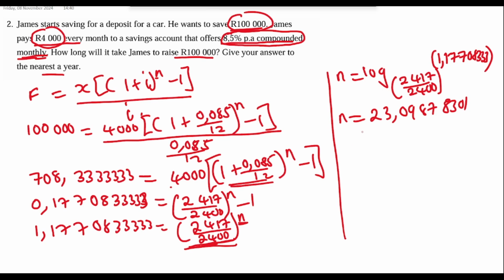Put the number in like that, and you get n is equal to 23.09878301. Then divide by 12. We get that the number of years is 1.92 years. Then round it off to the nearest year. This is approximately 2 years.